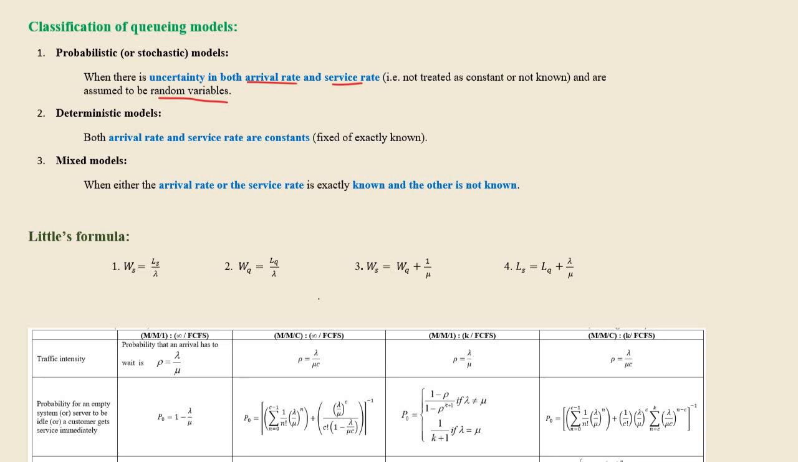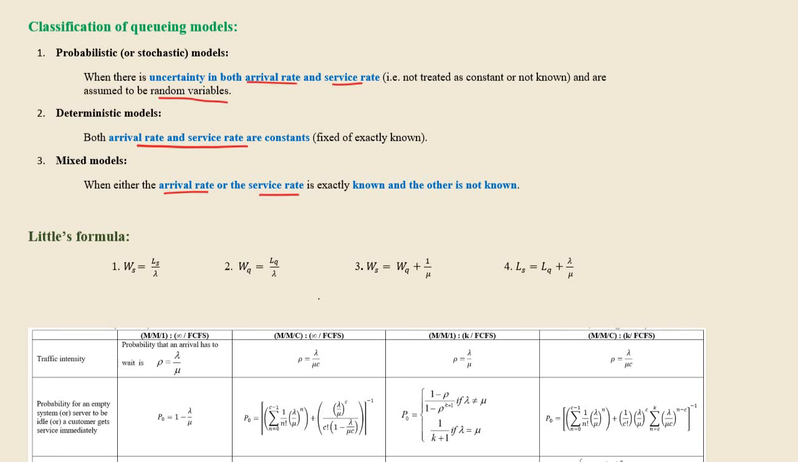The deterministic model is the opposite of the probabilistic model. The arrival rate and the service rate must be constant. In the mixed model, either the arrival rate must be constant or the service rate must be constant. If one of them is constant and the other is a random variable, it is a mixed model.